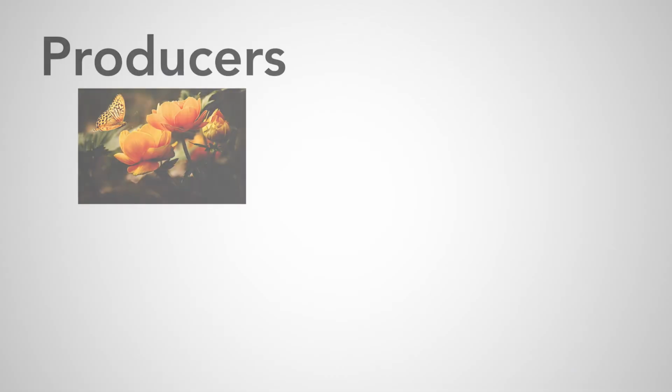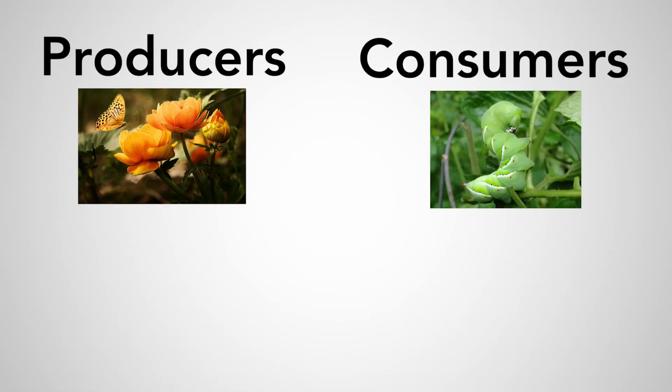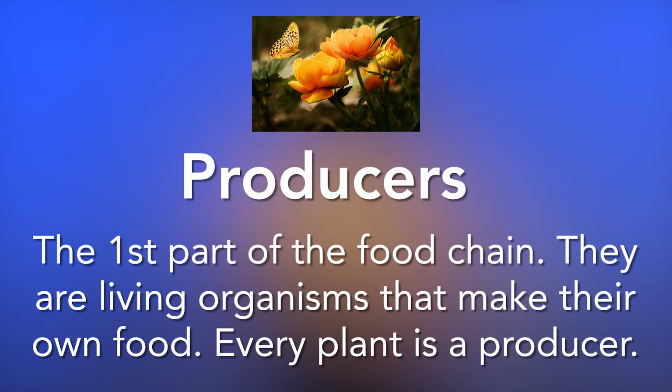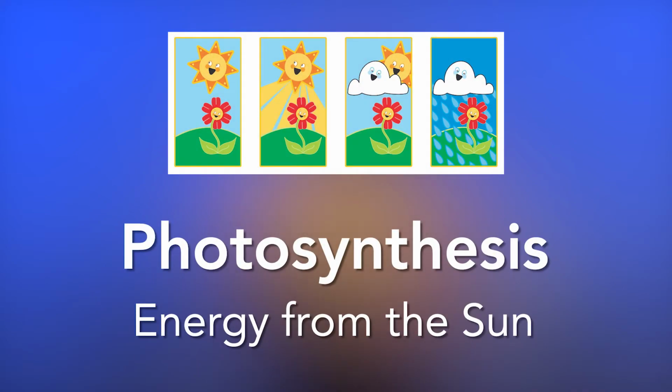Energy in a food chain starts with the sun, and food chains have 3 categories: producers, consumers, and decomposers. We learned that producers are the first part of the food chain. They are living organisms that make their own food. Every plant is a producer. Plants make their own food through a process called photosynthesis. That is the use of energy from the sun to make food.